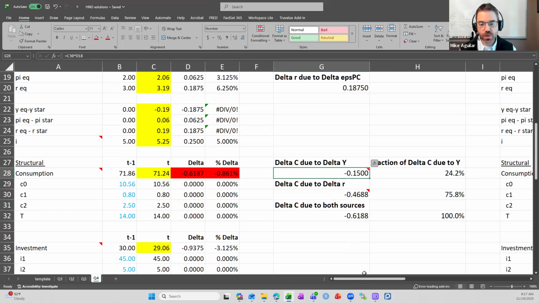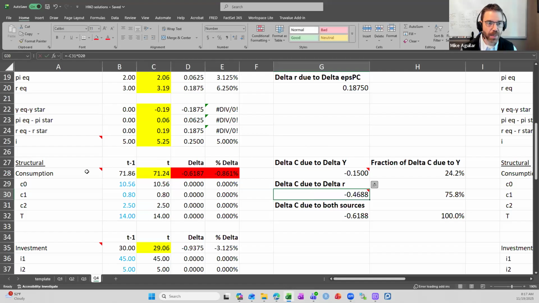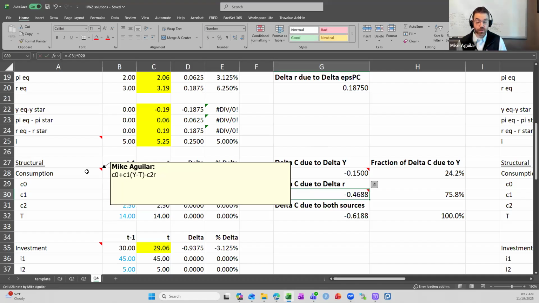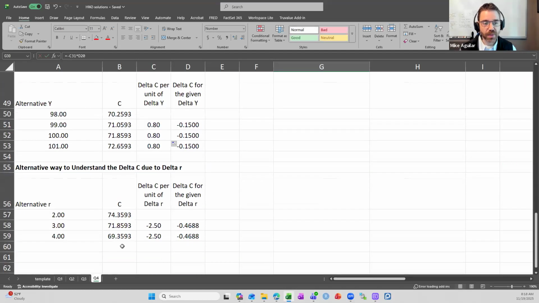All right, now what you could do is do the same thing for R. Now think about what that's doing. It's taking C31, which is the C2 parameter. That's the sensitivity of consumption to the change in the interest rate, times the amount of the change in the interest rate in D20. Why is there a negative sign there? Boom. Mathematically, look, it's minus C2, so we needed to accommodate for that. Same structure as before, and I also have an empirical way of thinking of that as well.